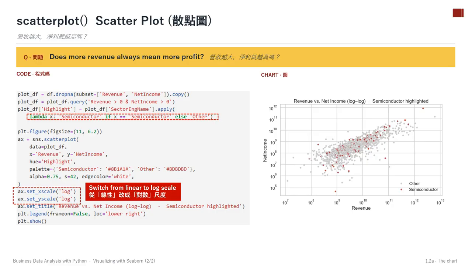And finally, I want to switch from the linear to log scale. So this is about our scatter plot.